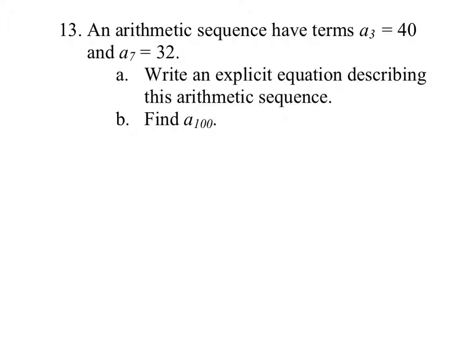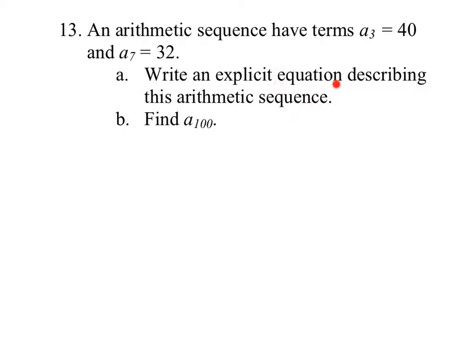Here we've got a question on sequences. If you need a little bit of a refresher, please go to mrdroz.com. And now for 13, it says an arithmetic sequence has terms a sub 3 equals 40 and a sub 7 equals 32. What do we need to do? The first thing is writing an explicit equation describing this arithmetic sequence, and then we've got to find the 100th term, a sub 100, right?